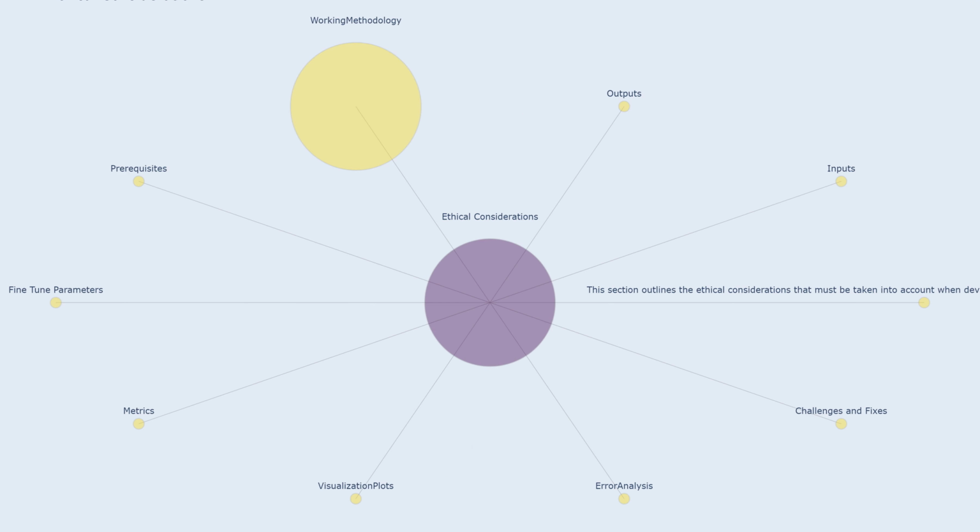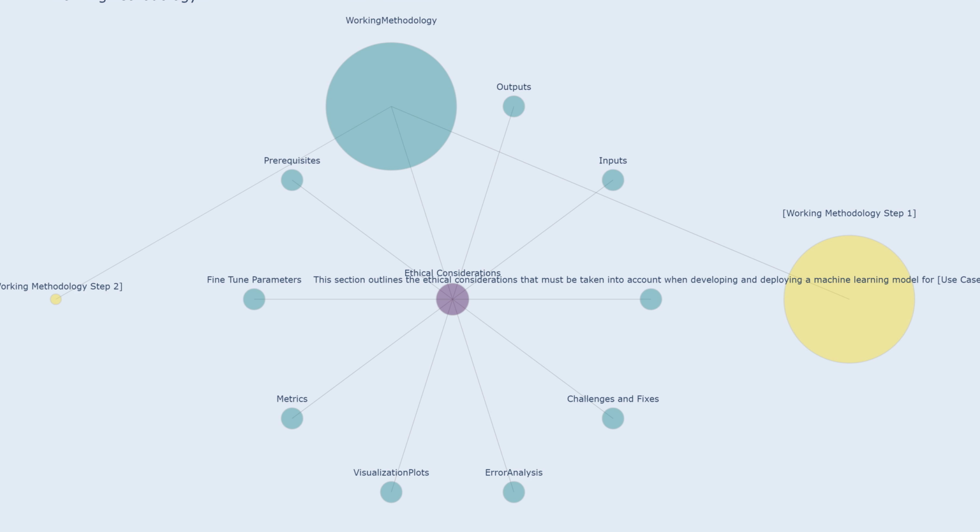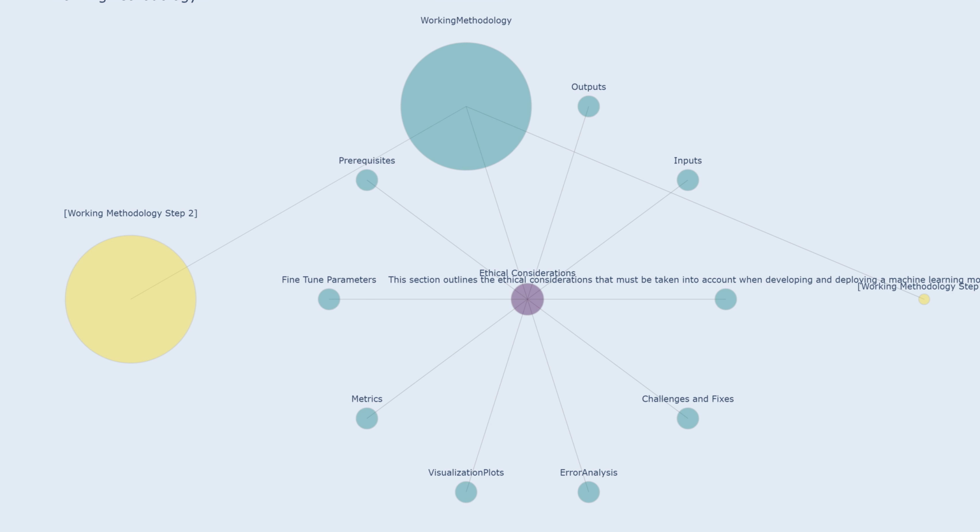Working methodology. Data preparation. This step involves cleaning and preparing the data for training the model. This includes handling missing values, converting categorical variables to numerical values, and scaling the data. Model training. This step involves using the prepared data to train the machine learning model. The model learns from the historical data and identifies patterns that are associated with fraud.